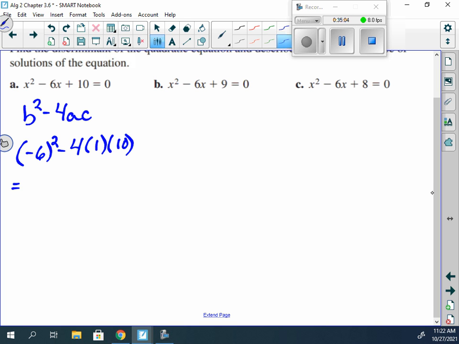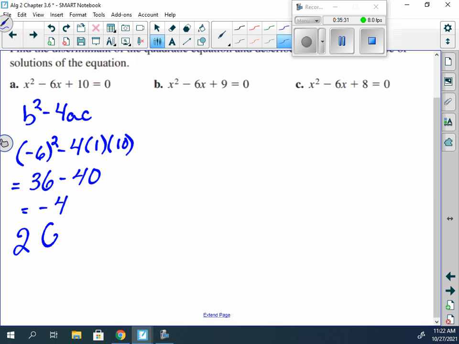Now at this point here, we could type this all into the calculator. Or if we did this by hand, negative 6 squared would be 36. 4 times 1 times 10 is 40. And 36 minus 40 would give us negative 4. So this is telling me here that b squared minus 4ac is what? Less than 0, yes?